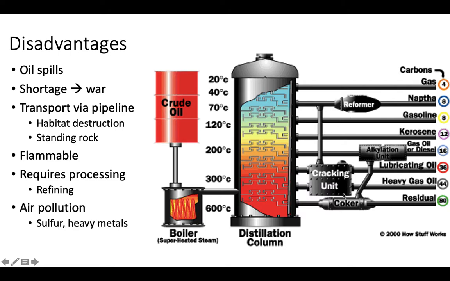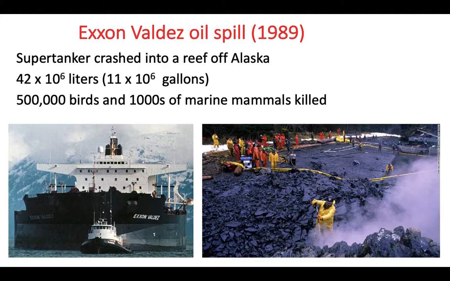And it's also a bad air pollutant, releasing sulfur and heavy metals like mercury. And it releases CO2, of course. Some examples of oil spills include the Exxon Valdez oil spill in 1989 off the coast of Alaska. Tens of millions of liters and gallons of oil released. Hundreds of thousands of animals killed. The ecosystem was absolutely destroyed.